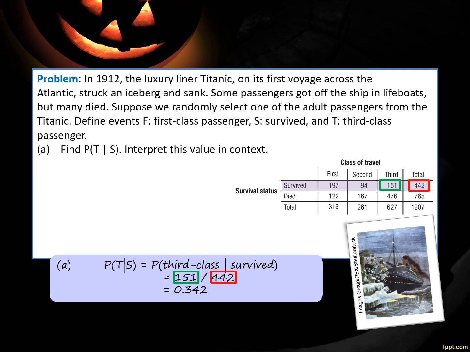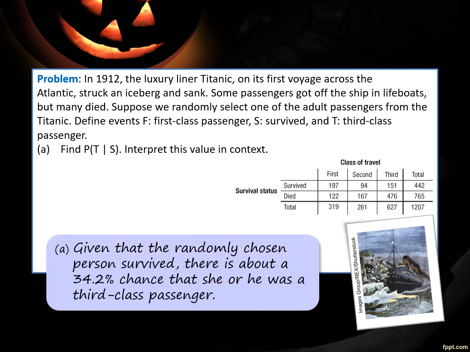So the way that we would interpret this value in context, what I would say is that given that the randomly chosen person survived, there's about a 34.2% chance that he or she was a third class passenger. So I've taken the number and I've put it in words that people can understand a lot easier. That's what I'm doing when I'm interpreting the value in context.